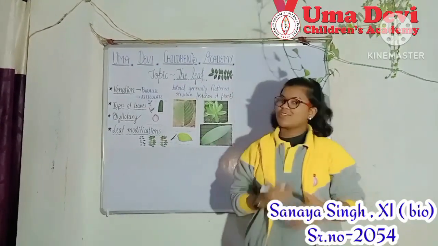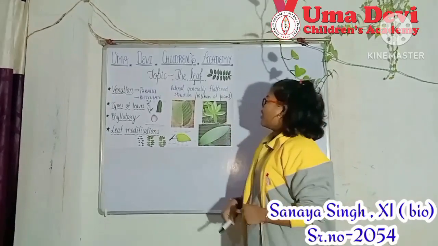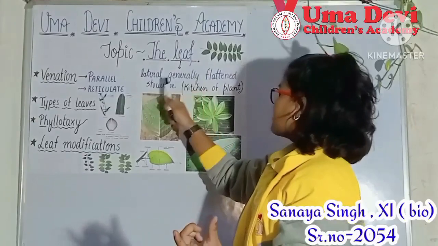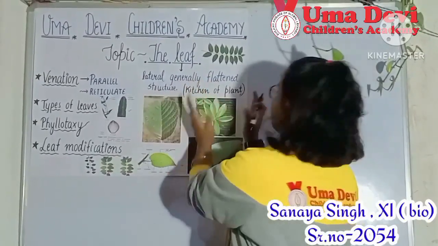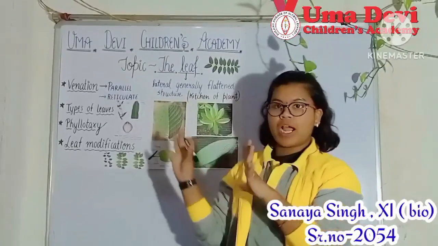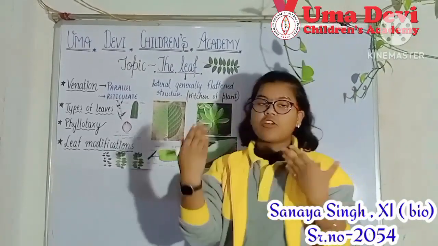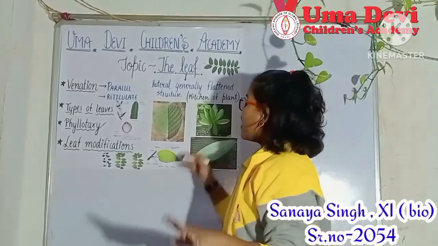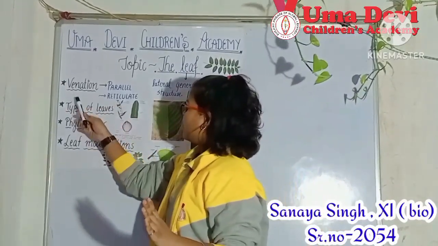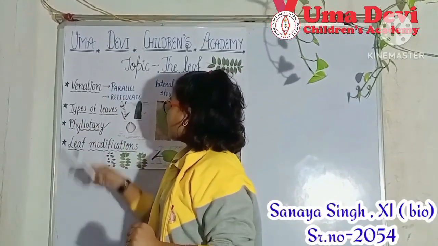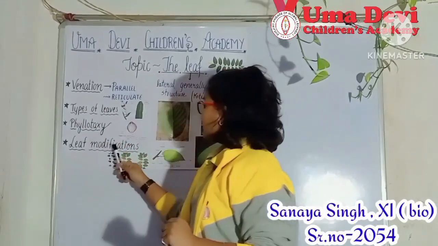Okay, so let's begin. First of all, what is a leaf? A leaf is the lateral, generally flattened structure, also called the kitchen of the plant. It is the green part of the plant where the plants prepare their food. Now let us see what we are going to study: venation, types of leaves, phyllotaxy, and leaf modification.